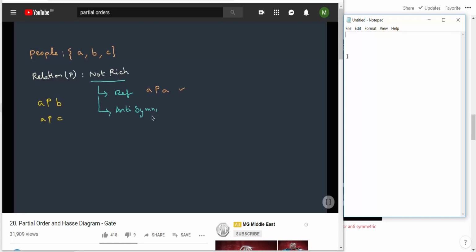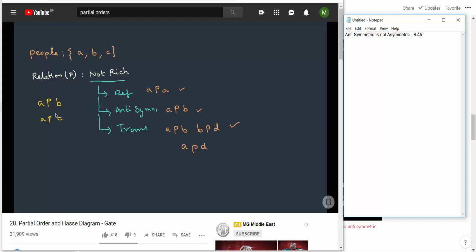Then antisymmetric. A is not richer than B. So it is obvious that the other way around is not possible. B has to be richer than A. So even antisymmetric is accepted. How about transitive? Let's say that A is not richer than B and B is not richer than some D. So obviously A is definitely not richer than D. So even the transitive property can be accepted on this. Therefore, this is actually a partial order.